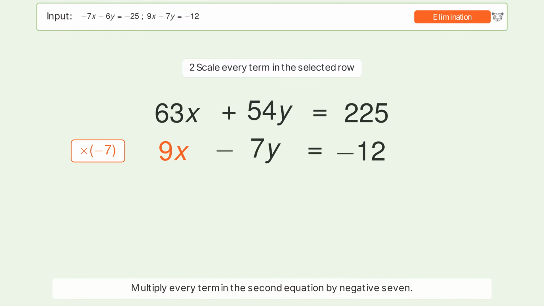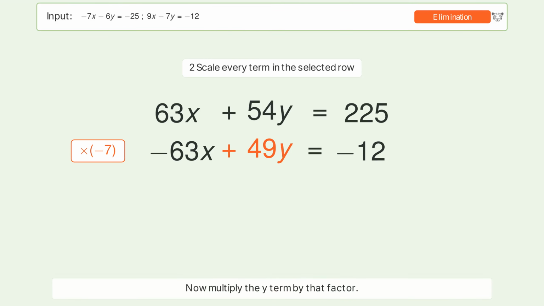Multiply every term in the second equation by negative 7. Multiply the x term by the same factor. Now multiply the y term by that factor. Finally, multiply the right side too.